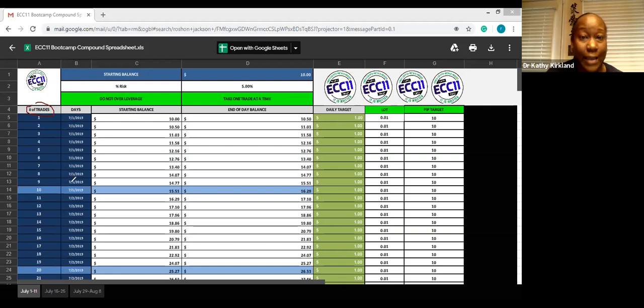So this particular spreadsheet does it off of about 10 trades a day. Now, it may not flow that fast for you, because here's the days right here. It may not flow that fast for you because we can't control the market. Sometimes you may get into a trade and it takes 2 or 3 days for it to hit take profit.